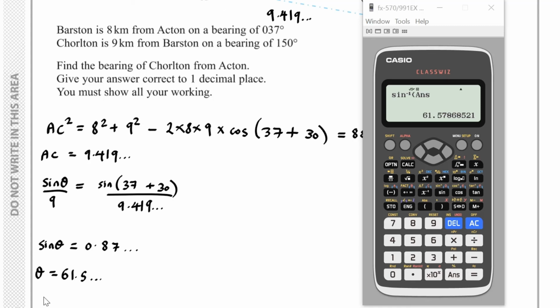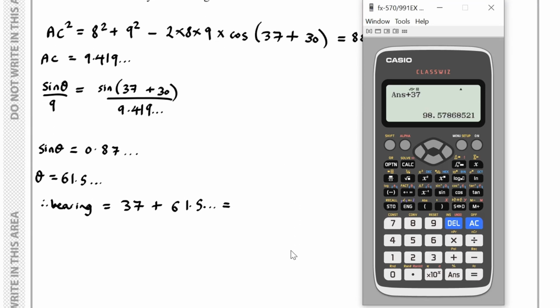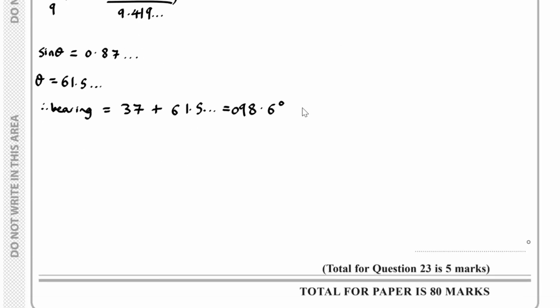So therefore the bearing is equal to the 37 degrees plus this 61.5, etc. So if I add on 37, I end up with, to 1 decimal place, 98.6 degrees. Okay, so we end up with 98.6 degrees.